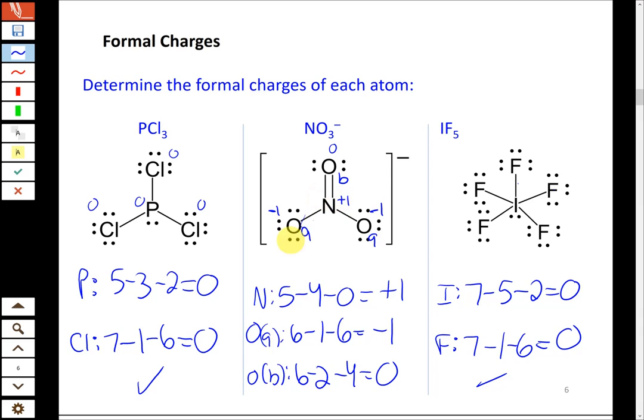We have no choice in this case but to leave some formal charges in the structure. +1 in nitrogen, -1 in each oxygen. They add up to -1, which is the overall charge, so that's a reasonable arrangement. That's the best arrangement we can have for this structure.